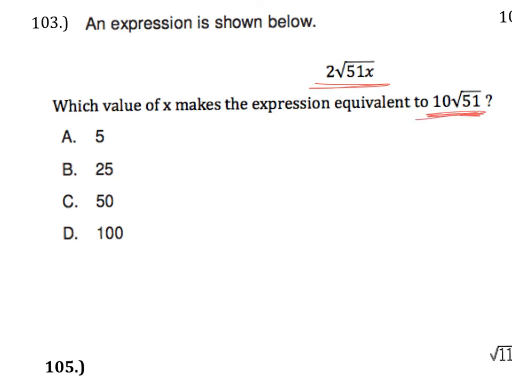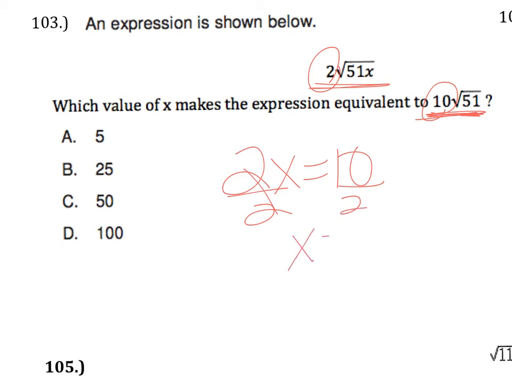So what we want to do is think about, okay, how are we going from a 2 out in front to a 10? So what would we have to multiply? So what times 2 is going to give us 10? And hopefully you're thinking to yourself, well, that's going to be 5, which is correct.